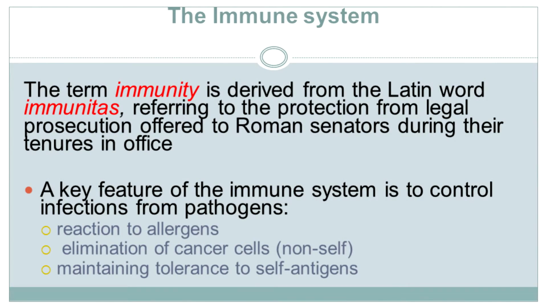The term immunity is derived from the Latin word immunitas, which refers to protection from legal prosecution offered to Roman senators during their tenure in office. The key element of the immune system is protection against pathogens. But we cannot forget that the immune system also is important in fighting allergic disease, cancer, and is important in autoimmunity.